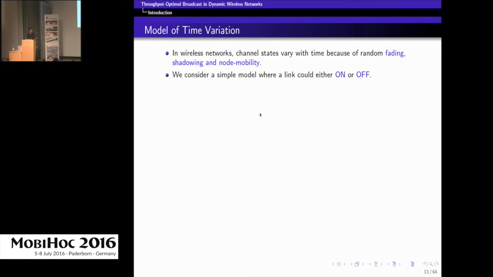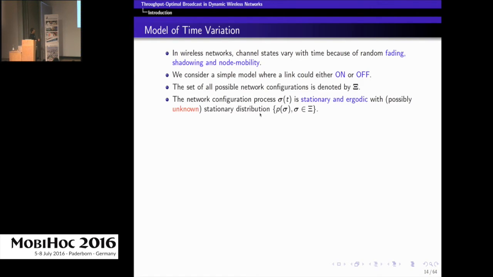Okay, so now I'll be introducing the time variation into our model. The channel states vary with time in wireless networks, as you all know, because of random fading, shadowing, and node mobility. To model this, we consider a very simple framework where a link could be on or off. The set of all possible network configurations will be denoted by the set xi, and the network configuration process is assumed to be a stationary and ergodic process that has some unknown probability distribution, possibly highly correlated.